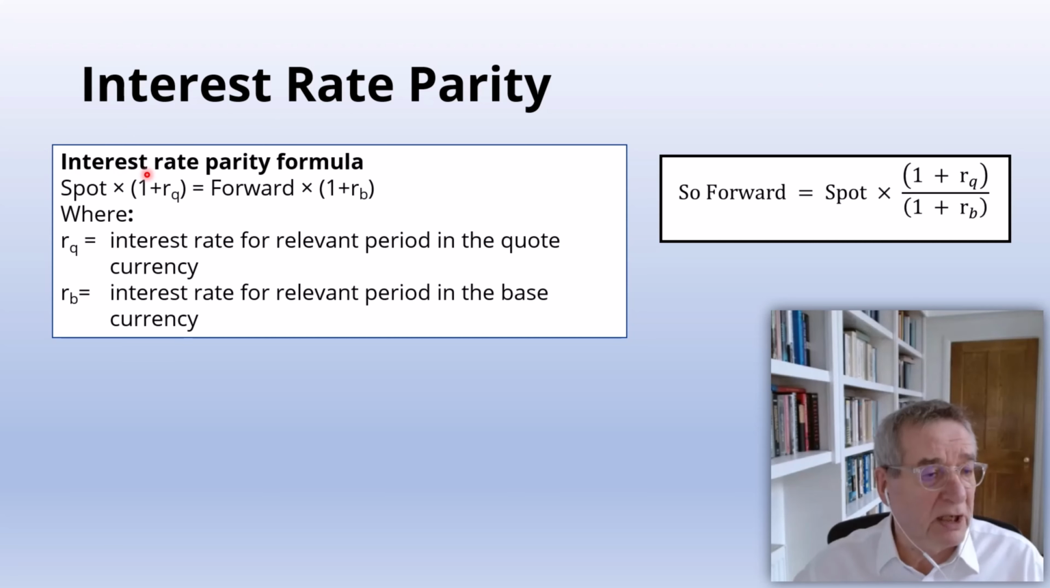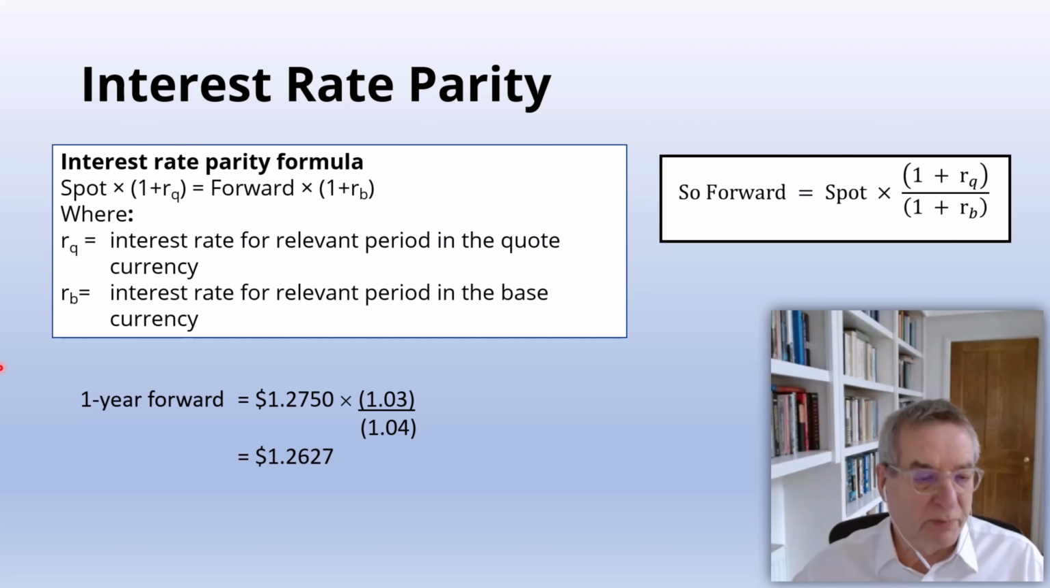So the formula is over here. I'll come back to this in a moment. We can simplify that. So the forward rate is the spot rate multiplied by, in brackets, 1 plus RQ, which is the interest rate for the quote currency in the relevant period. So this is actually the dollar in our example. And you divide that by 1 plus RB, which is the interest rate for the relevant period, which is 1 year, in the base currency, which in this case is the pound sterling.